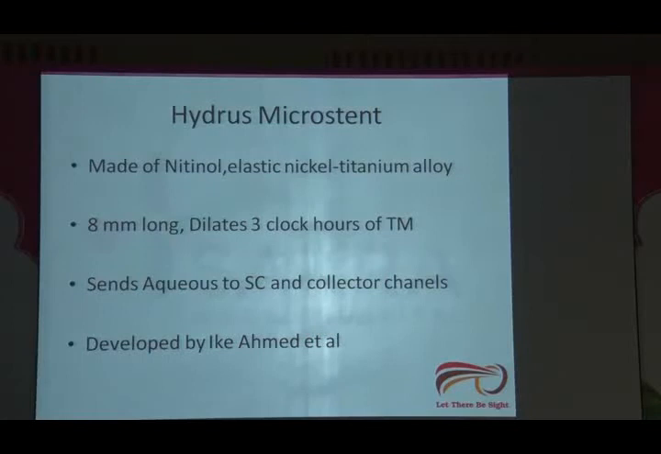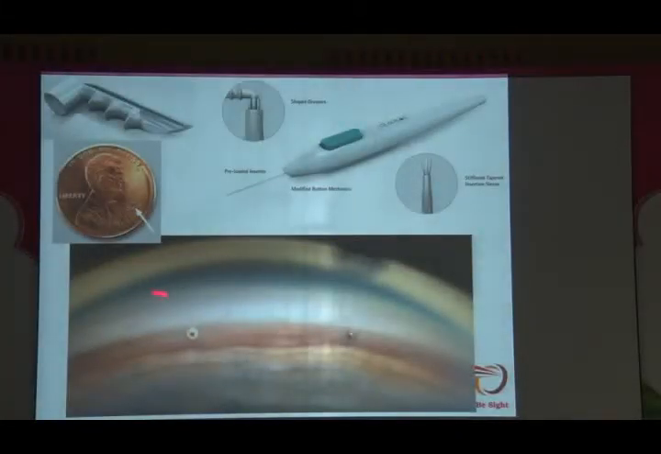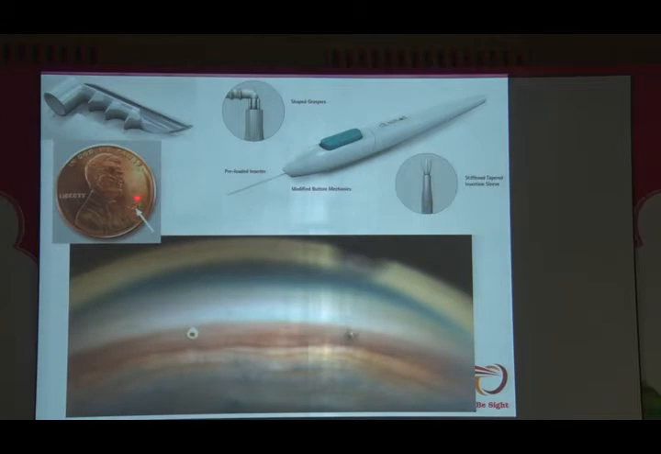Then you have the Hydrus microstent. This is the eye stent picture, which is implanted into the trabecular meshwork. And then this is the implantation device, and this is the actual size that you see. So these typically are put in after a cataract surgery on the table, after a phacoemulsification.